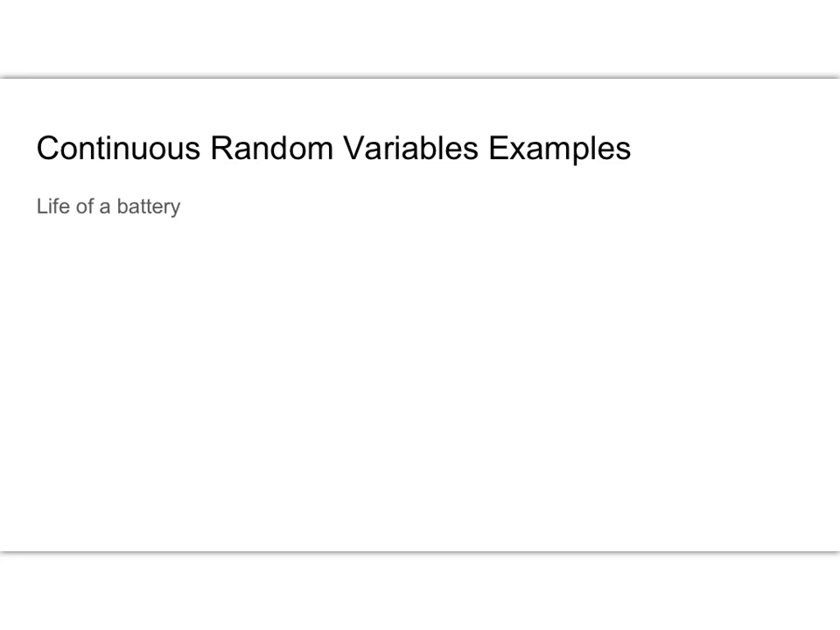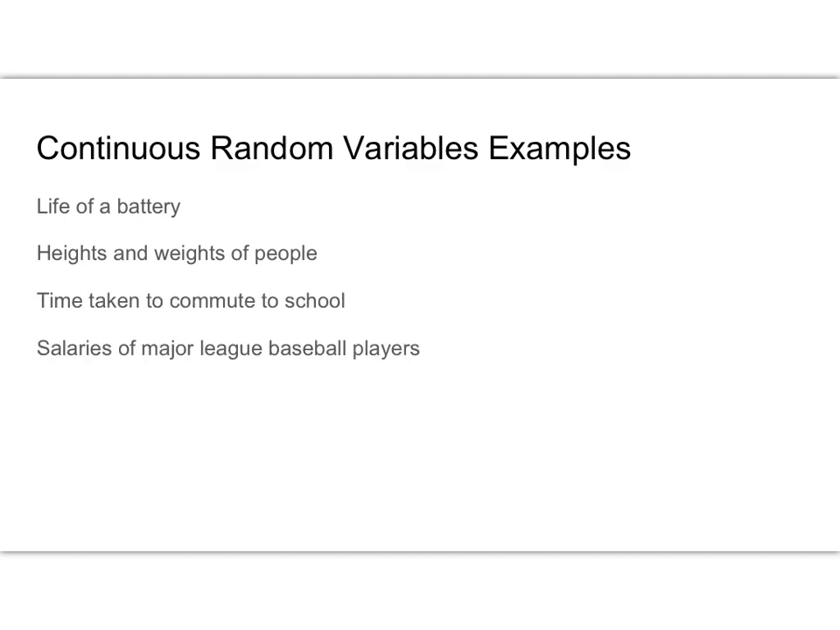First, let's look at some examples of some continuous random variables, just to refresh your memory. The life of a battery would be a continuous variable because time is something that you measure. Heights and weights of people, you measure heights and weights. Time it takes to commute to school, again, time. Salaries of Major League Baseball players. House prices in a community, and SAT scores. We've all heard about that one.